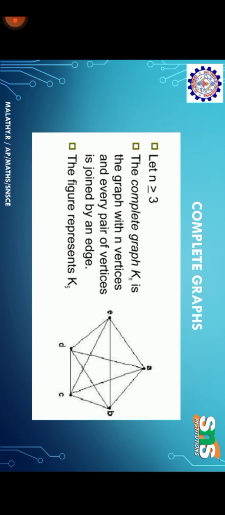Complete graph. A complete graph means every pair of vertices in the graph must contain an edge. For example, let n be greater than or equal to 3. The complete graph Kn is the graph with n vertices where every pair of vertices is joined by an edge. If we mention Kn, that is a complete graph. This figure represents K5 because we have 5 vertices. Between each pair of vertices we have exactly one edge. So this type of graph is called a complete graph.